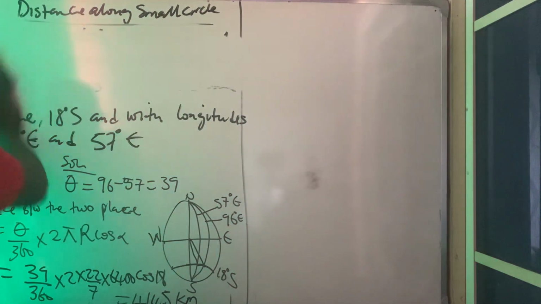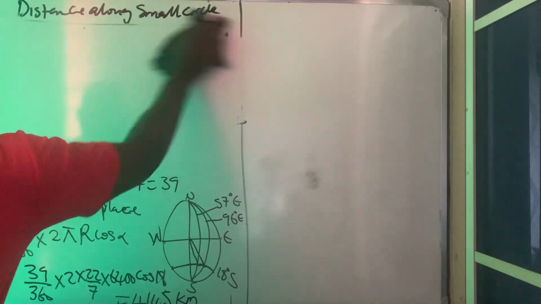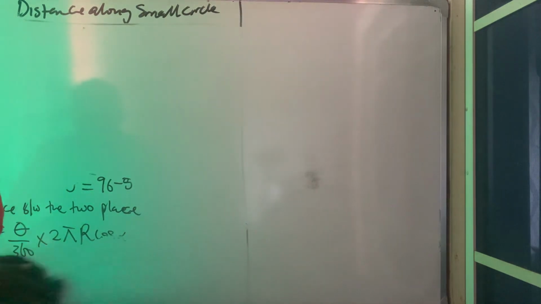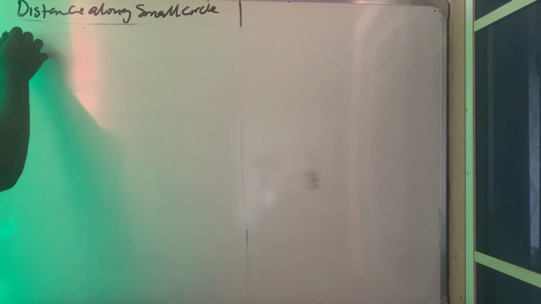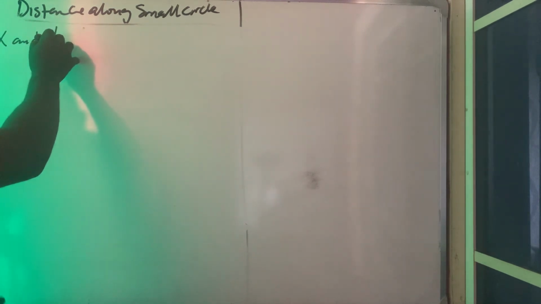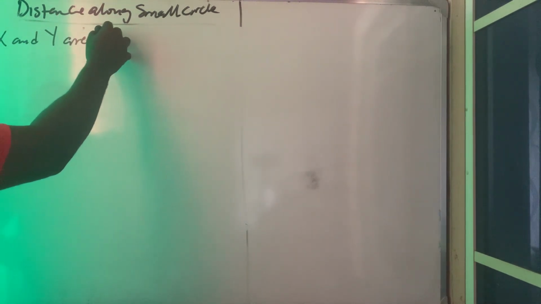Right. So the next is question number 3. Longitude and latitude should even be the first question you rush in the exam hall because it's very easy to draw and very easy to solve. So question number 3 says X and Y are two places.